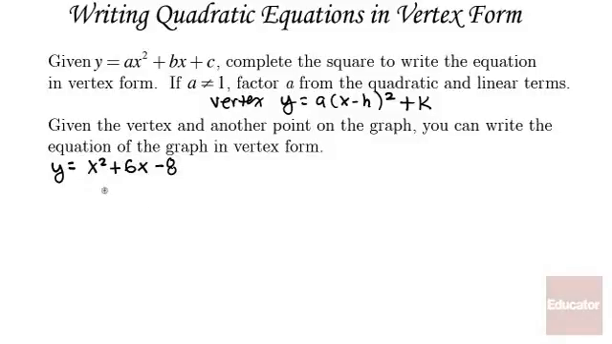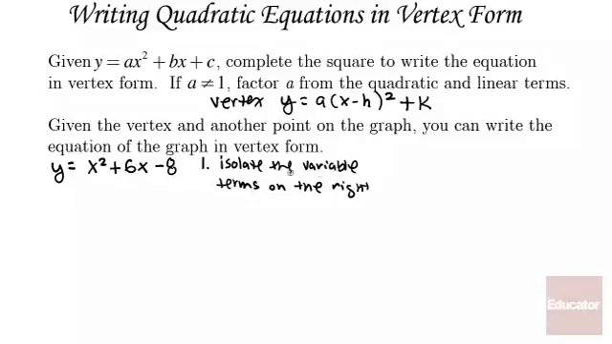Okay, so I'm starting out with standard form, and when I complete the square, the first thing I need to do is isolate the variable terms on the right. So here I have my x variable terms, but I also have a constant here. So what I'm going to do is add 8 to both sides to get this. Now I have my x variable terms isolated on the right.